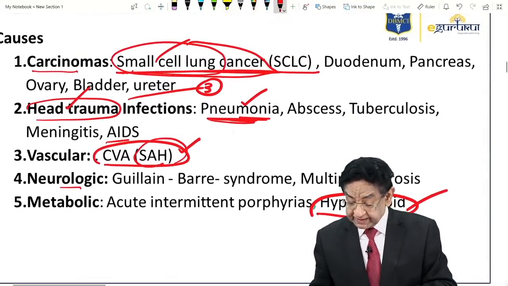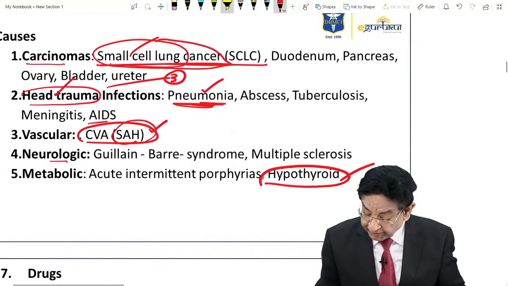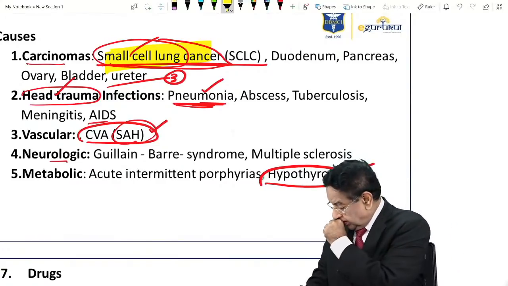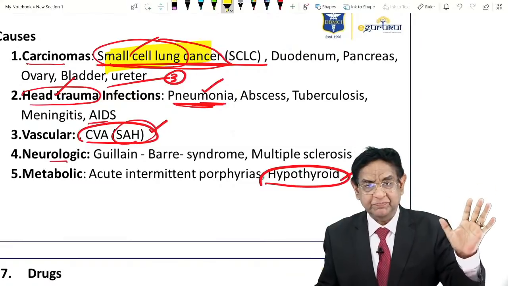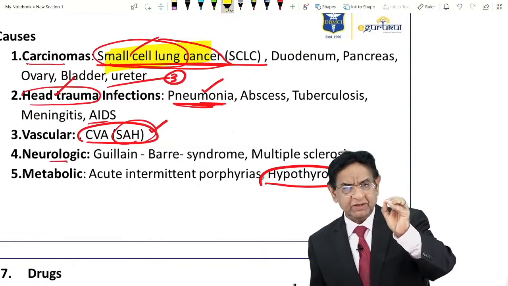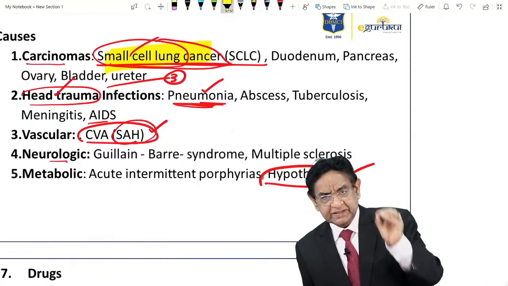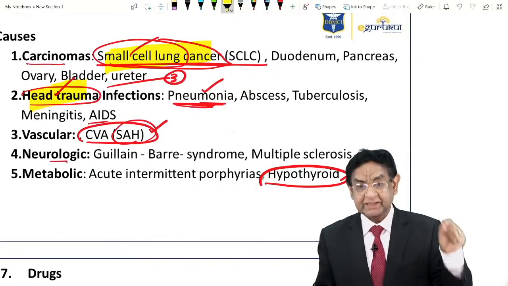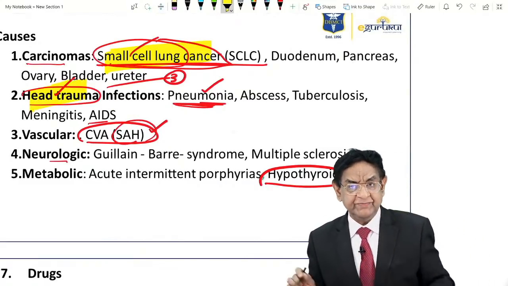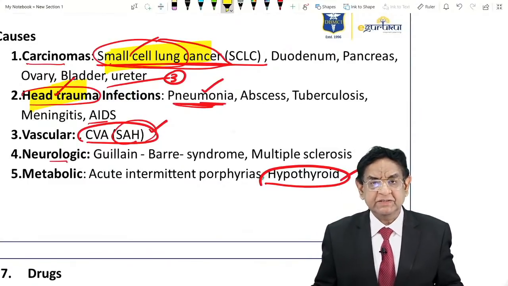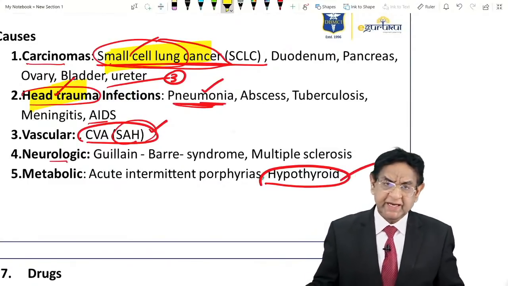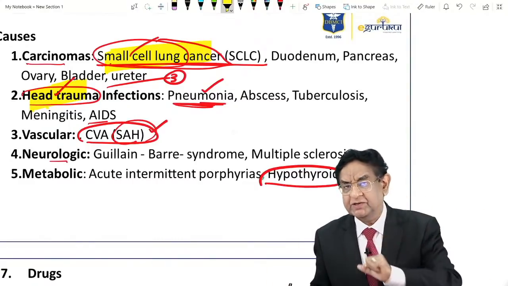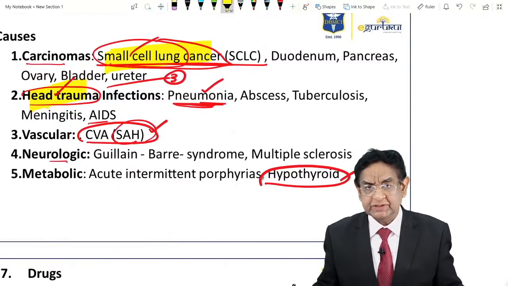So in this slide, if I have to tell you what you should not forget, it is small cell lung cancer. If you forget this, it's a big crime, because in 90% of questions on SIADH they will be talking about small cell lung cancer. Head trauma has a special meaning because the same entity can lead to cerebral salt wasting syndrome, which is again a cause of hyponatremia. So it has special relevance in relation to cerebral salt wasting syndrome, which I'm going to discuss soon.